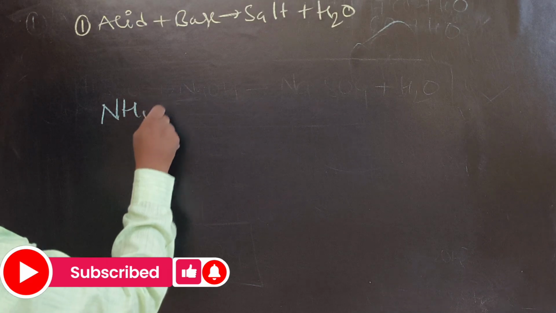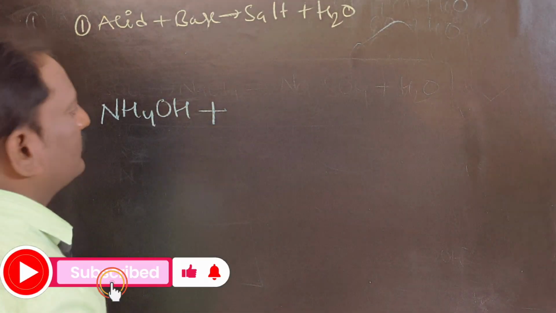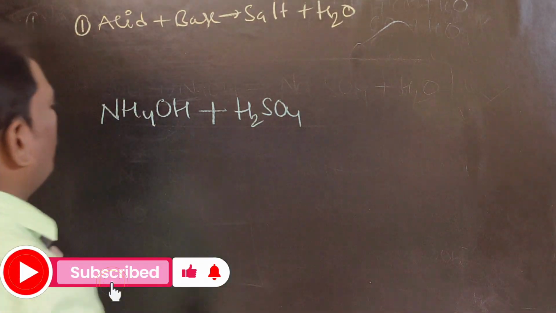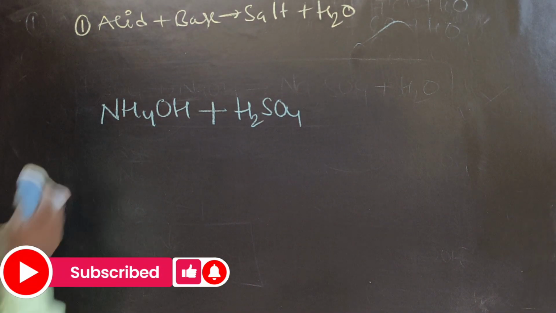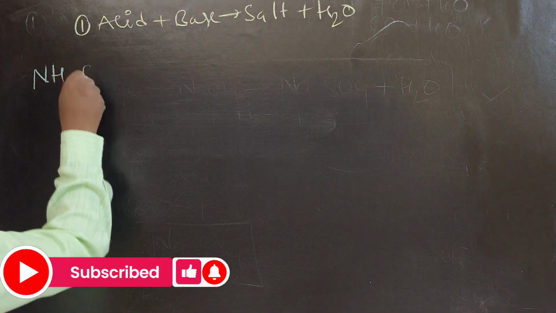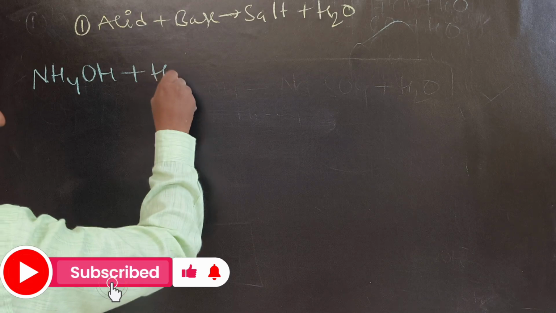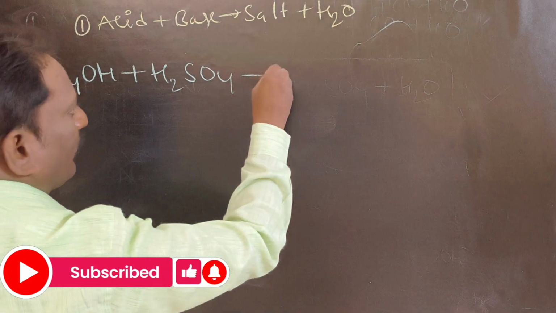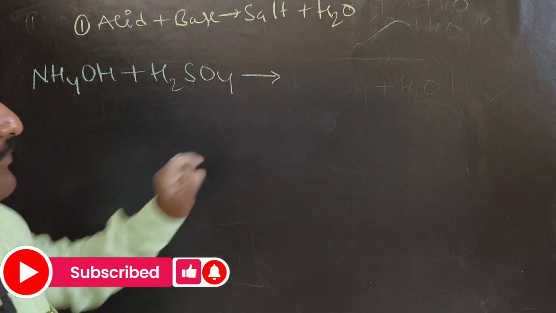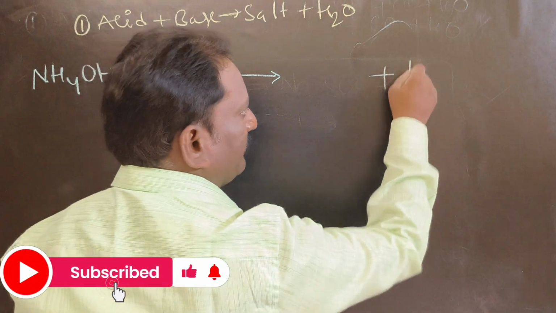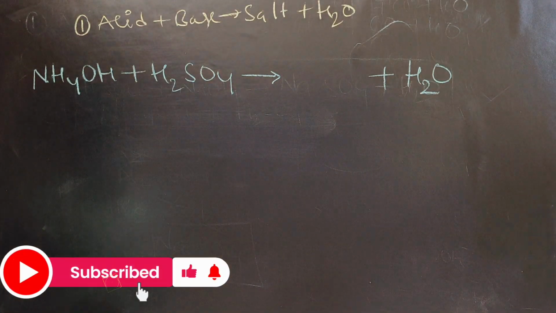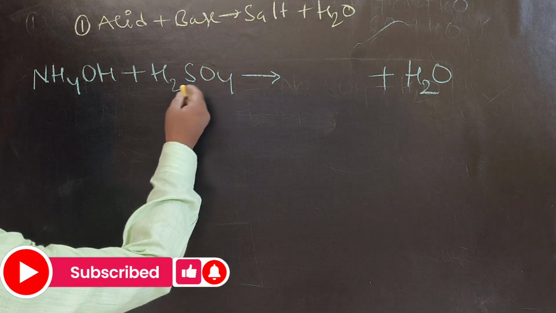Let us take one more example: ammonium hydroxide with sulfuric acid. According to the statement, generally acid reacts with base gives salt plus water. Leave a gap for salt. Here, salts are always obtained from an acid.